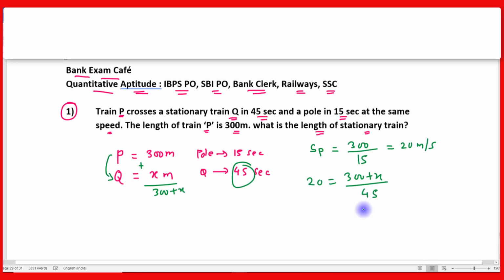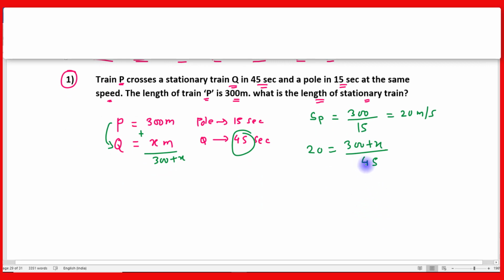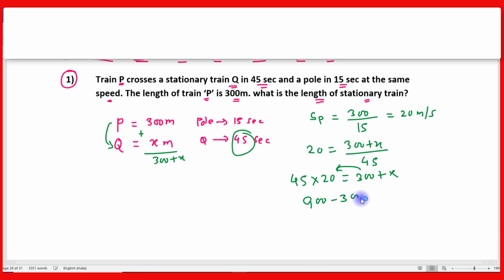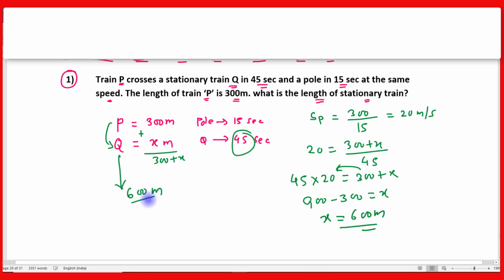So friends, here we can cross multiply and solve. So it will be 45 into 20, which is equal to 300 plus x. This 45 into 20 will be 900. Take 300 to this side, so it will be minus 300, which is equal to x, and therefore x is equal to 600 meter, and therefore the length of the stationary train is 600 meter.